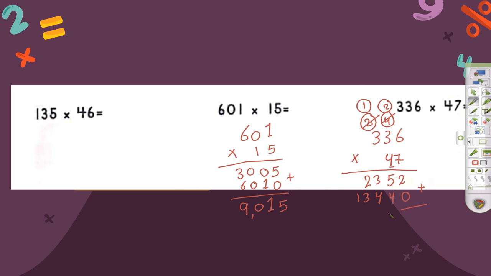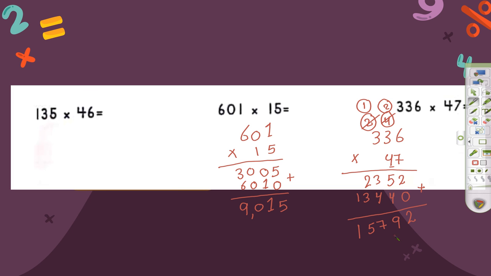Now you add these lines together. 2 plus 0 equals 2. 5 plus 4 equals 9. 3 plus 4 equals 7. Great. And 2 plus 3 equals 5 and 1.